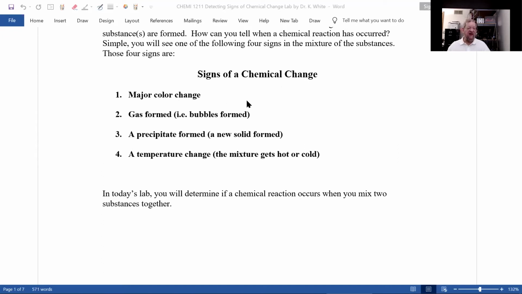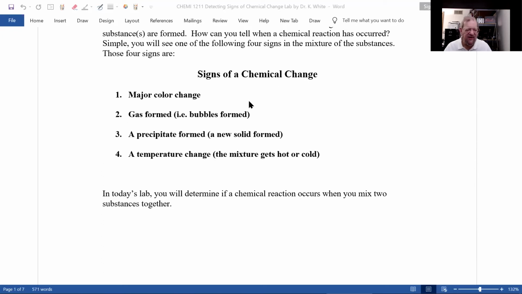Now, a second sign that tells you you have a chemical change or chemical reaction is when you see gas form. How can you tell gas forms? By seeing bubbles. I.e. is shorthand for the Latin that means that is, bubbles form. So if you mix 2 things together and you see bubbles form, and sometimes when you mix it, you'll see the bubbles in the form of foam. So if you see bubbles or foam, yep, you've had gas form, you have had a chemical change.